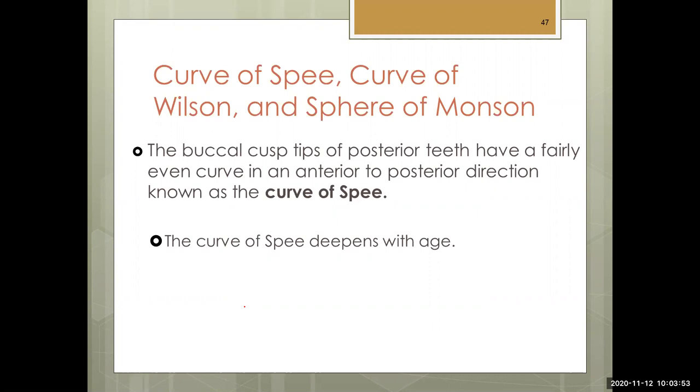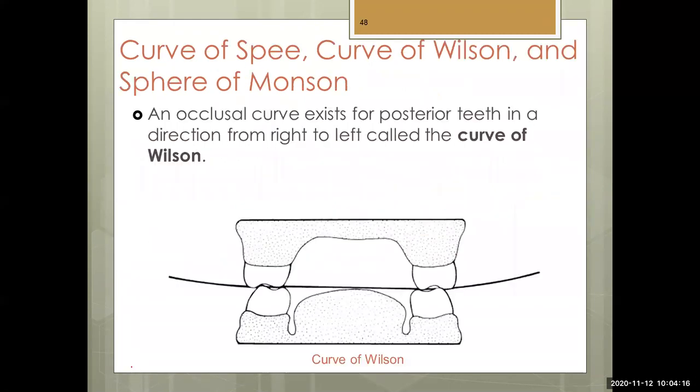The buccal cusp tips of the posterior teeth have a fairly even curve in the anterior to posterior direction. It's known as the curve of Spee. That curve of Spee deepens with age. You're looking from the nose to the ear, anterior to posterior: curve of Spee.